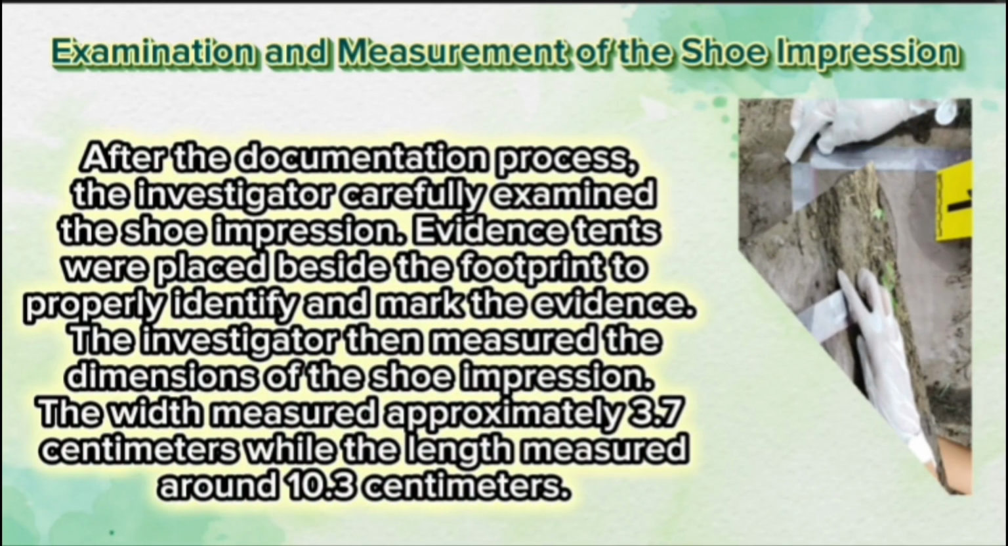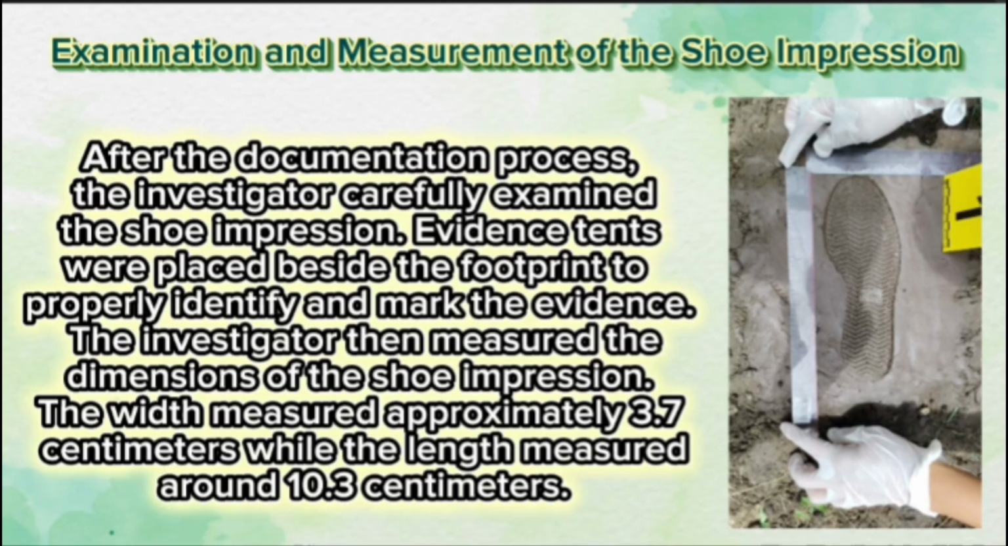Examination and measurement of the shoe impression. After the documentation process, the investigator carefully examined the shoe impression. Evidence stands were placed beside the footprint to properly identify and mark the evidence. The investigator then measured the dimensions of the shoe impression. The width measured approximately 3.7 centimeters, while the length measured around 10.3 centimeters.